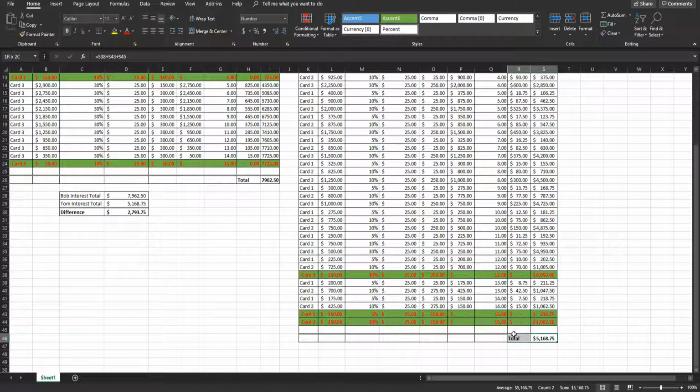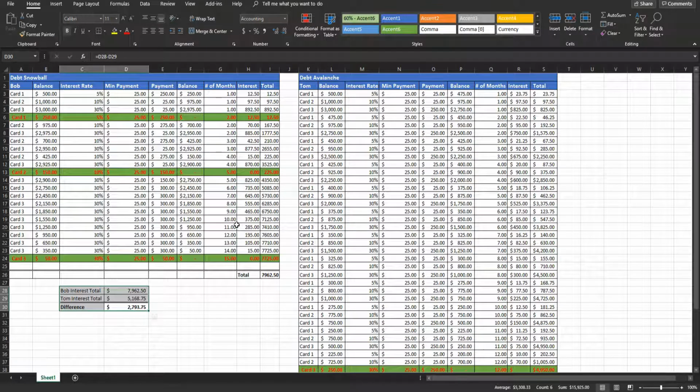The total, there's the total interest right here. I calculated both of them. I put them right here. Tom only spent $5,168.75 on interest, while Bob, using the Debt Snowball, spent a little bit more, $7,962.50. The difference, Tom saved $2,793.75 just by using the Debt Avalanche versus the Debt Snowball in this case scenario.